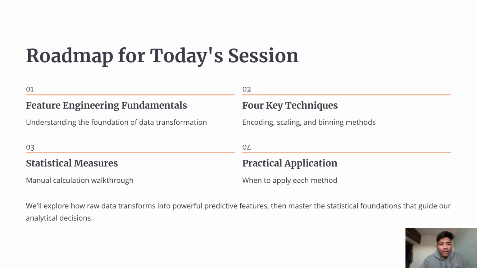So today, the first thing is the fundamentals of feature engineering, the heart of any machine learning project. Then four important techniques: encoding, scaling, and binning. Next, we'll walk step by step through some important statistical calculations. And finally, we'll understand where and when to apply each method. Let's get started. Now, what is feature engineering?